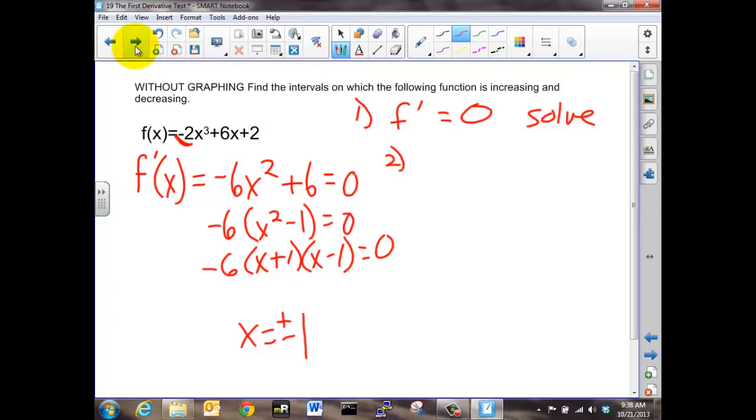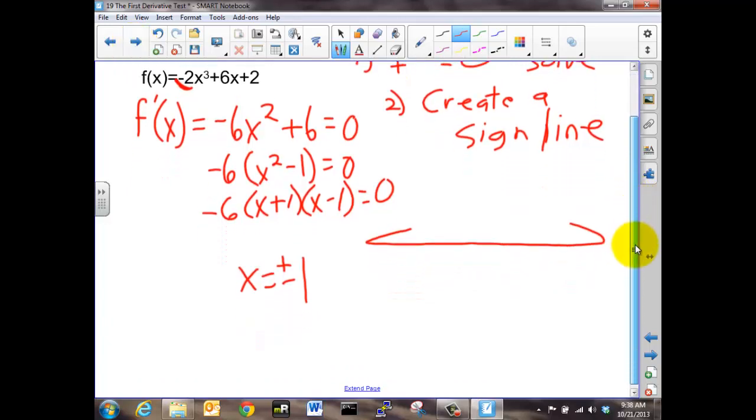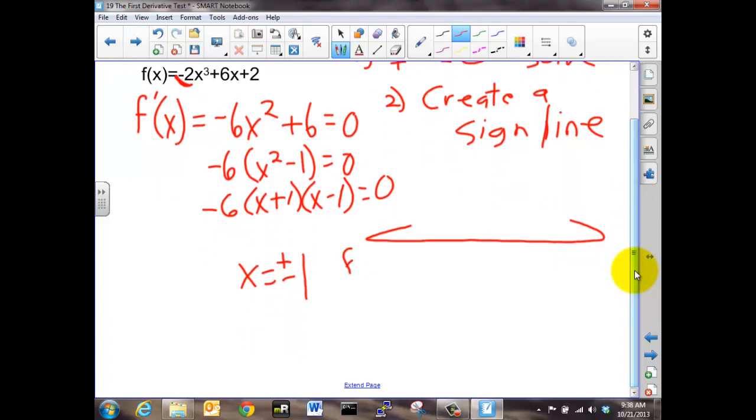Second thing I want to do is create a sign line. You're going to create sign lines over and over the rest of the year. They're going to be very important to you. A sign line, we're going to draw a number line. We're going to label this number line as F prime because later on in problems we might have 2 or 3 sign lines in the same problem. So this is a sign line for F prime. On F prime, I'm going to put in my 2 zeros for F, -1 and +1.